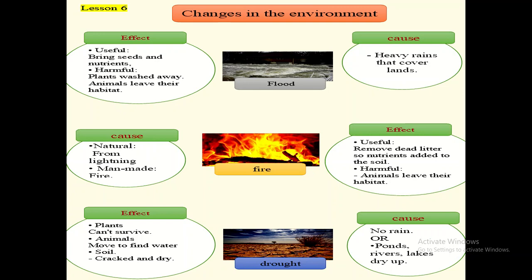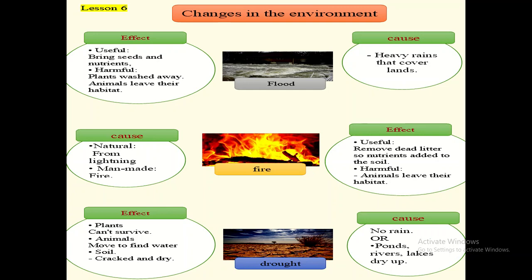Plants washed away and animals leave their habitat. Excellent. Cause of the flood is heavy rains that cover land. Okay. Number 2 is fire. The cause of fire is natural or human-made. Natural from lightning or human-made fire.